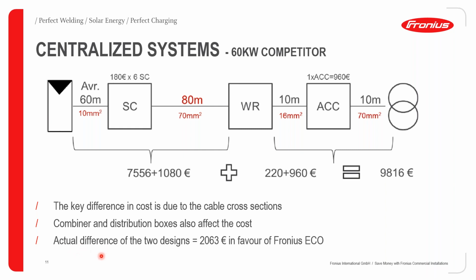And you can see the actual difference here when you compare the Eco 27 kilowatt inverter in a centralized configuration with a 60 kilowatt competitor inverter for the same centralized configuration. The Eco is coming out at an advantage of about 2,663 euros. And therefore, this is a cost benefit that can also be transferred to your customers, or when you are bidding for a competitive project. And with the proper design, you can easily offer a cost advantage of up to 2,000 euros when you're using the Fronius Eco inverter in comparison.